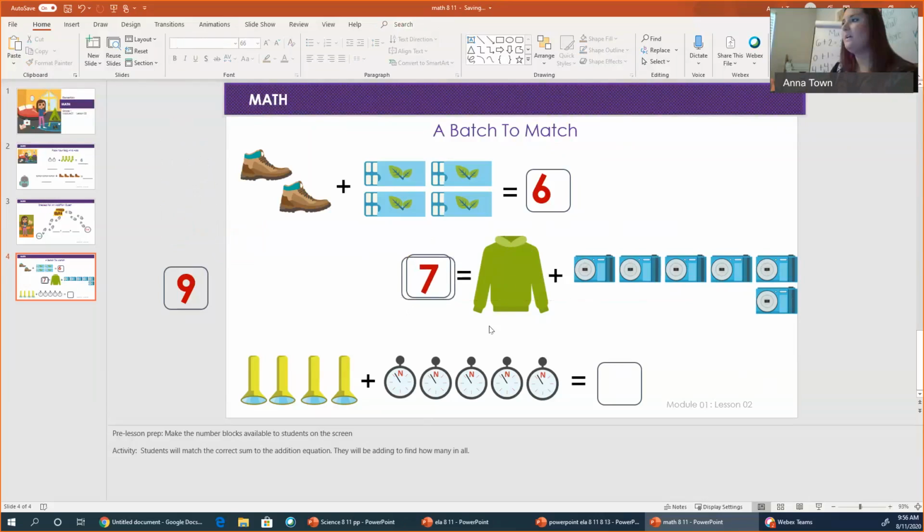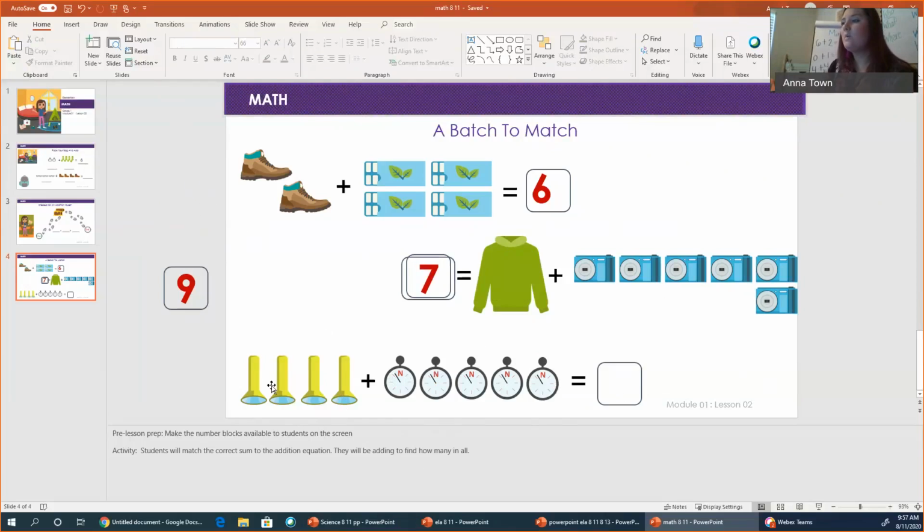7 is our sum. Okay, let's look at our last equation on here. We have flashlights plus compasses. Please show me on your fingers how many flashlights you see. 4 flashlights. 1, 2, 3, 4. So 4 is one of our add-ins. Now show me on your fingers how many compasses you see. You should see 5. 1, 2, 3, 4, 5.